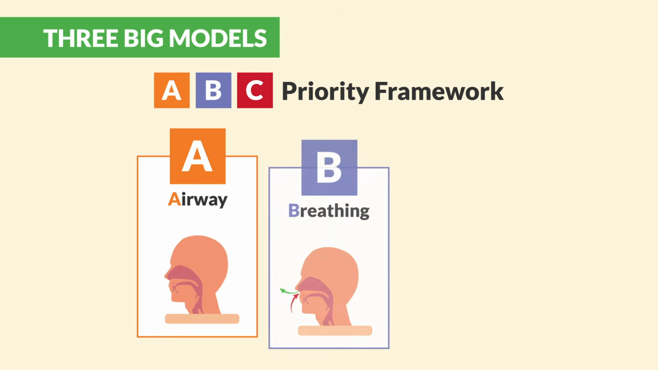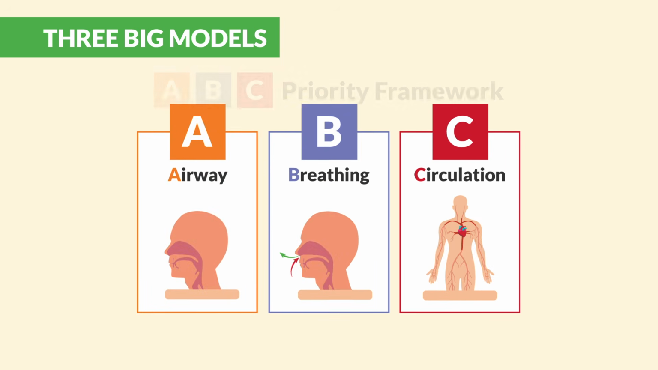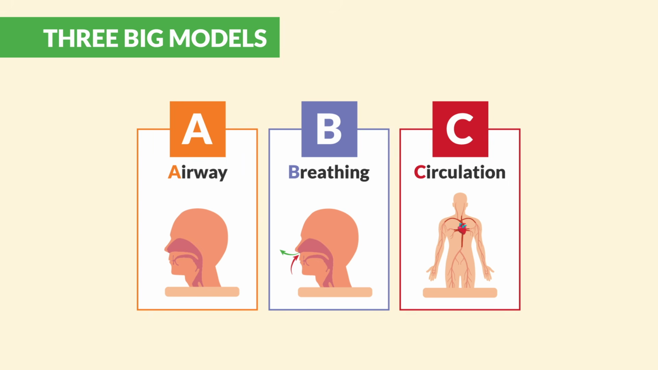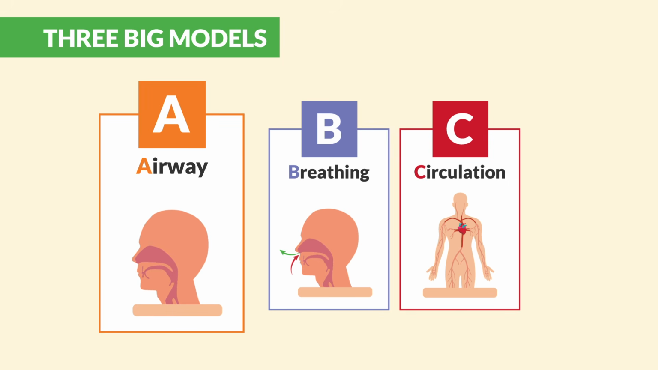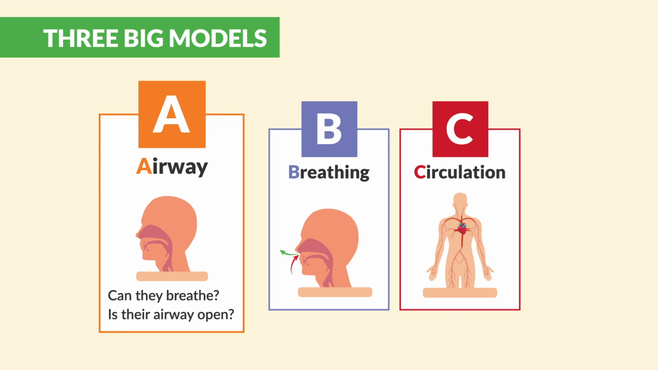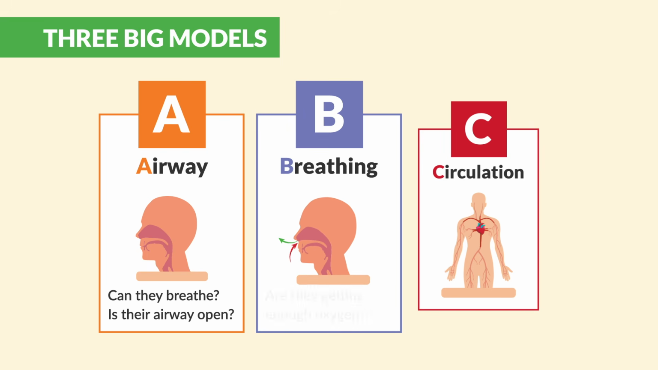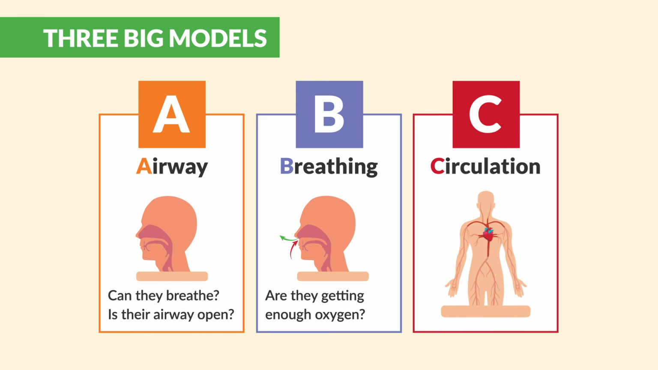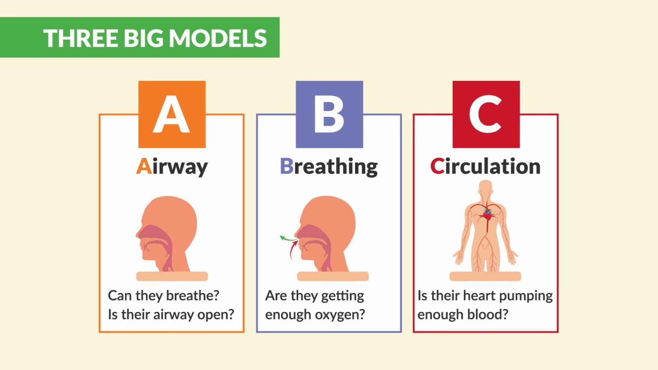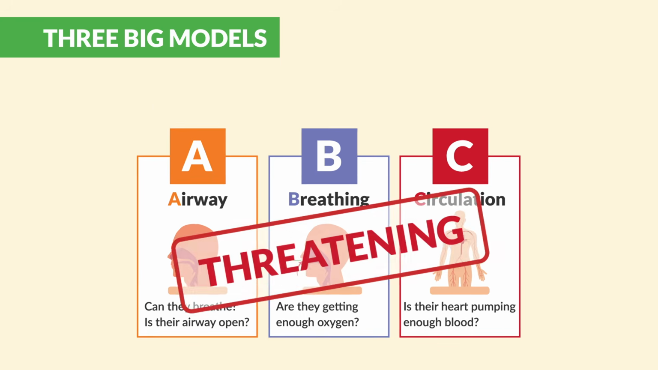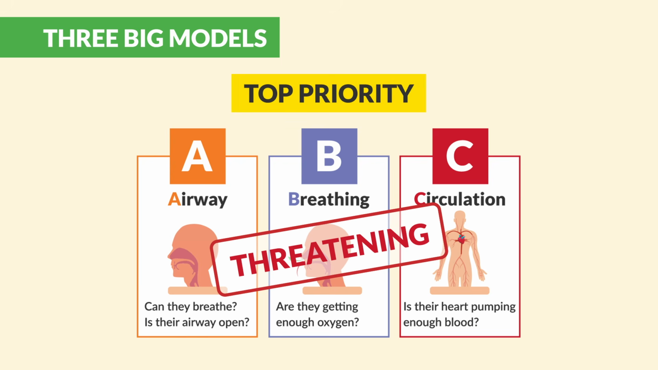Now let's move on to number three, the ABC priority framework. This is airway, breathing, and circulation, which is the quickest rule of thumb for emergencies. So starting with airway, the question is, can they breathe? And is the airway open? Now what about breathing? You always want to ask, are they getting enough oxygen? And then last is circulation. Is their heart pumping enough blood? Anything threatening these systems takes top priority.